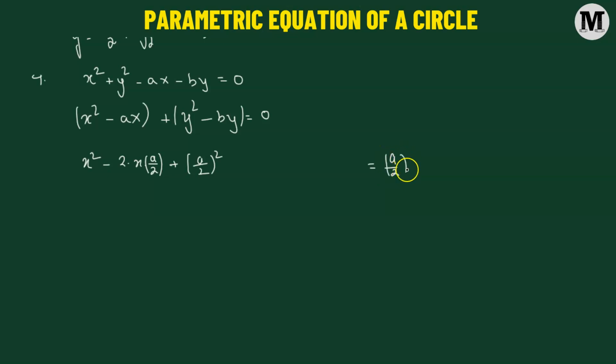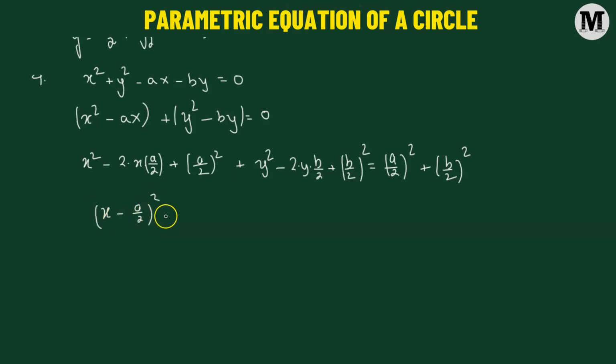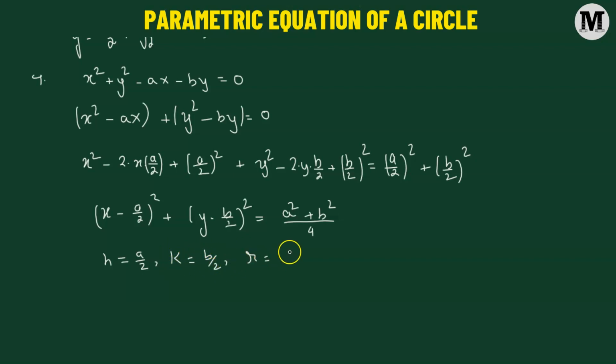We'll just keep a over 2 whole squared on the right hand side. Similarly, we can manipulate y squared minus by as y squared minus 2 times y times b over 2, plus we're going to add the extra term b over 2 whole squared and also subtract b over 2 whole squared from it. Fine. So this is now going to become x minus a over 2 whole squared added to y minus b over 2 whole squared equals, now we have a squared plus b squared divided by 4. So that means our h value corresponds to a over 2, k value will be b over 2, and the radius is going to be half of square root of a squared plus b squared.